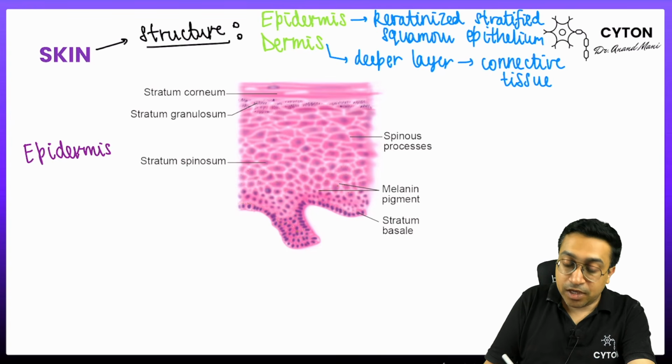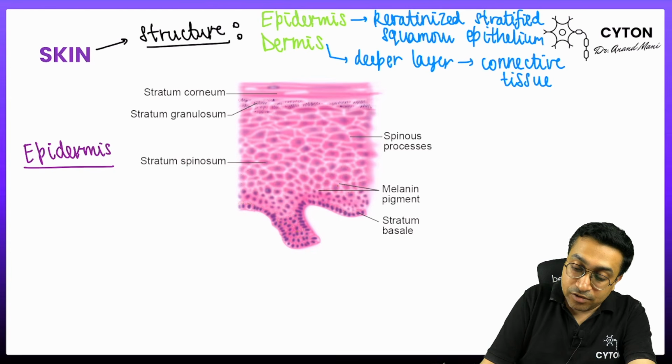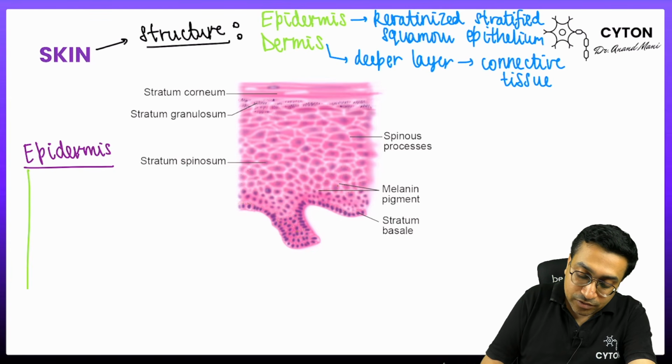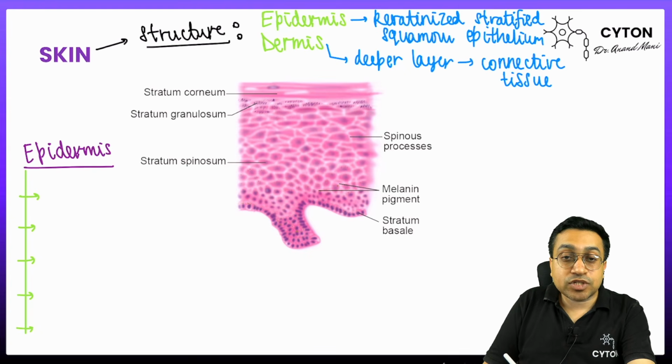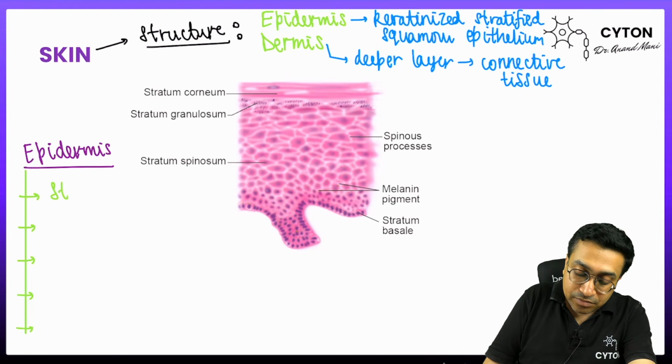Epidermis, it has 5 layers of cells. What are these? Let us see. 1, 2, 3, 4 and 5. Okay, 5 layers. So first one is the stratum basale.